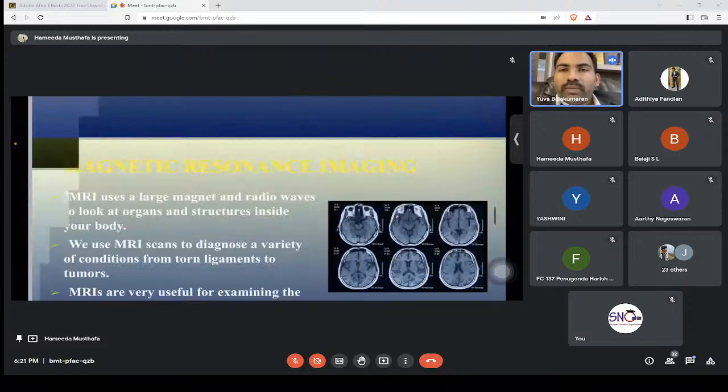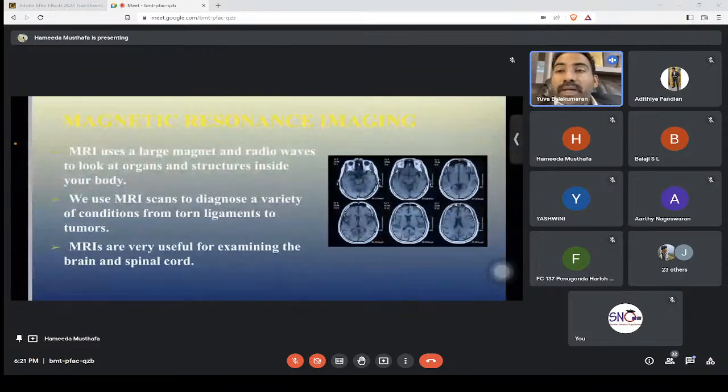It is not harmful for the body, but if the patient has any implants, steel or metallic implants, or a pacemaker, they should not take an MRI scan, because the magnet may interact with that and it may affect the patient.